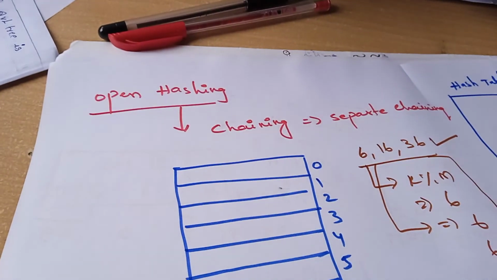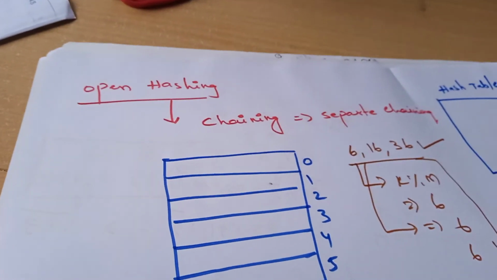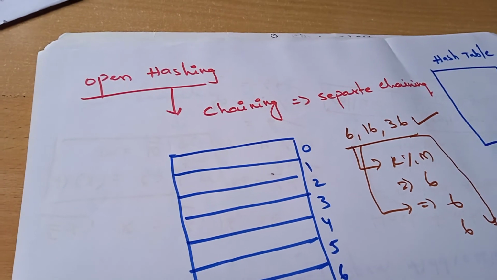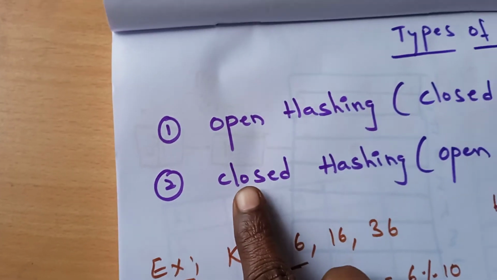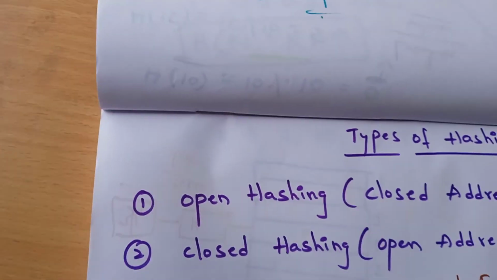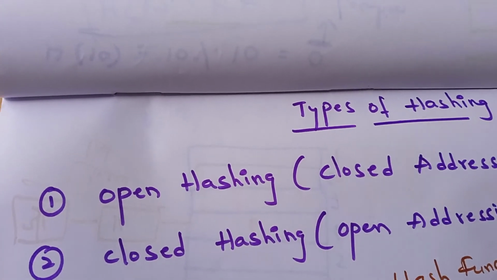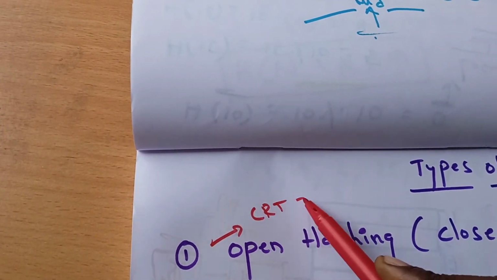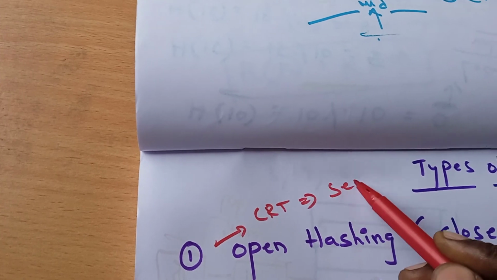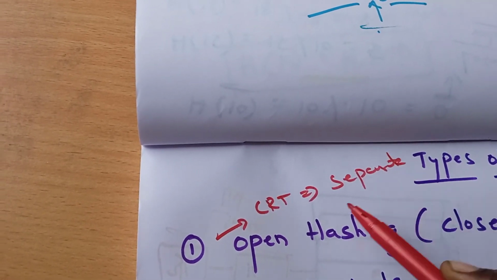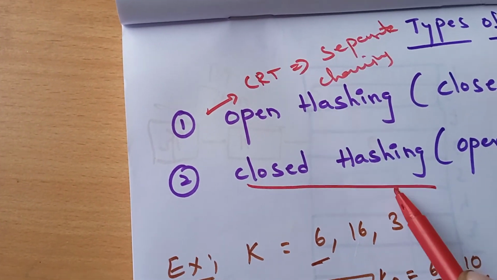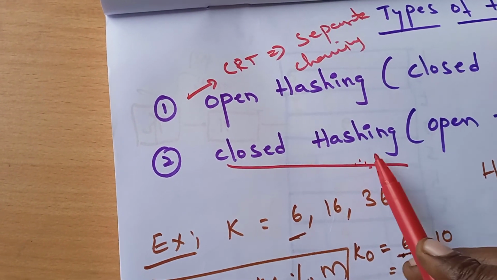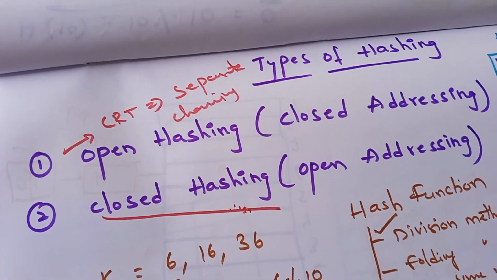In the next video we'll see how to resolve the collision when it occurs in the second method, closed hashing. The open hashing collision resolution technique is separate chaining. So in the next video we'll see about closed hashing, how the collision resolution technique will be implemented. Okay, thank you all.